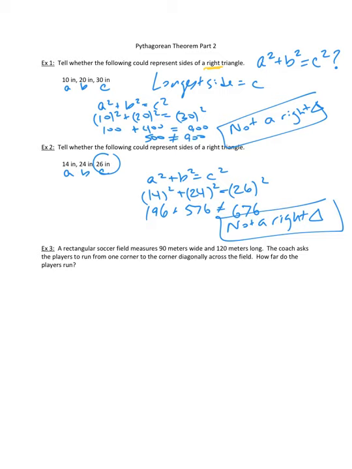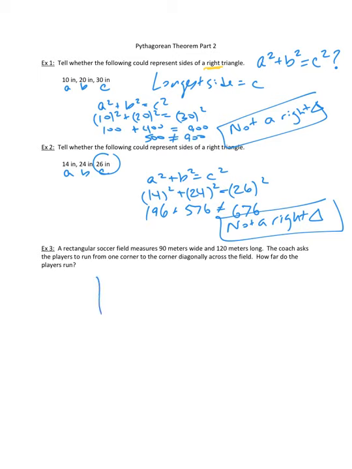Okay. Example 3 is, now we're looking at word problems. A rectangular soccer field measures 90 meters wide and 120 meters long. The coach asks the players to run from one corner to the corner diagonally across the field. How far do the players run?